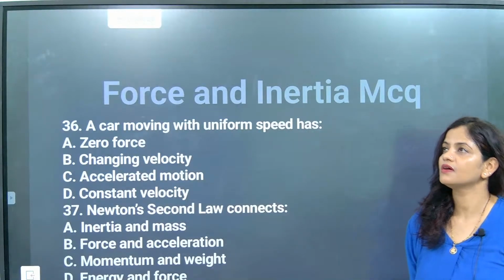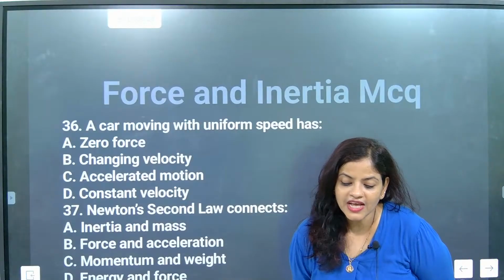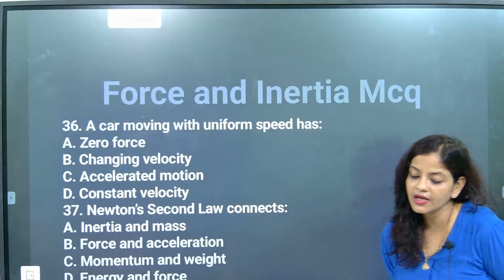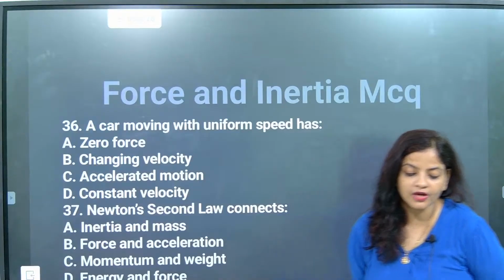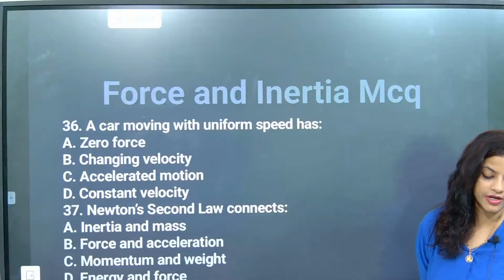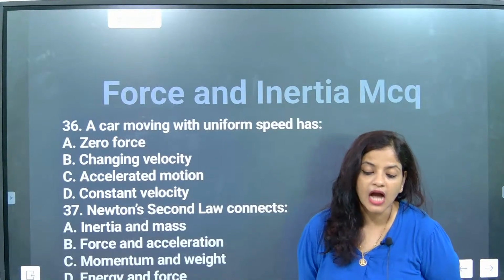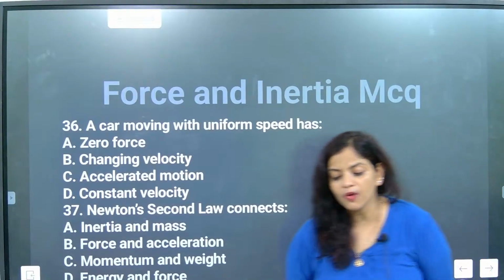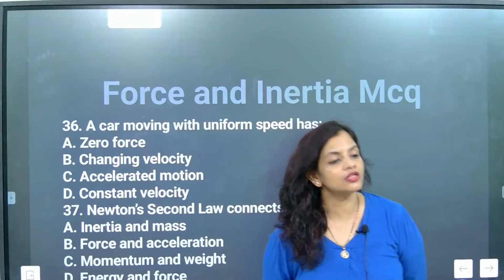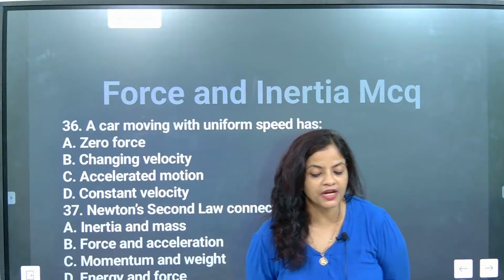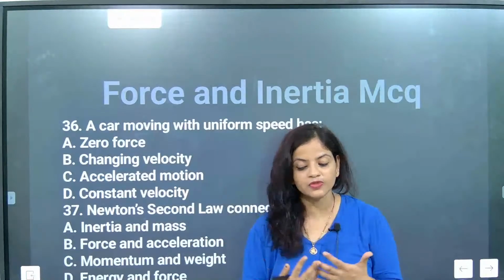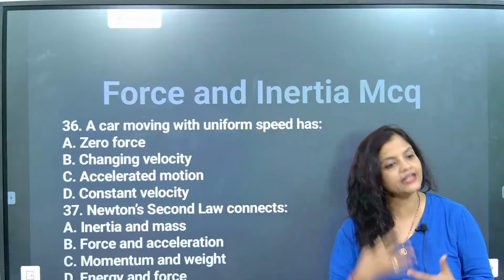Check. What is the answer? Very good. Ria has given the first answer, B. Smart answer. So I want to know the 36th answer. See, a car moving with uniform speed. Uniform speed means what, beta? Constant velocity. Uniform speed means constant velocity. So when somebody asks about uniform speed, it is exactly constant velocity.